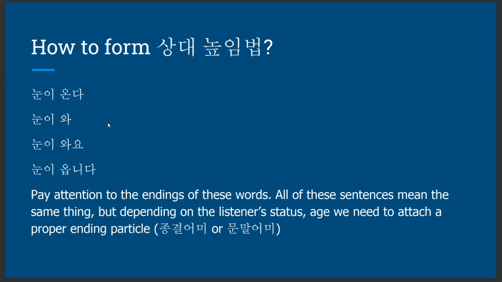All of these endings, 다, 요, 옵니다, mean the same thing, but it depends on the listener's status and age. According to the listener's age, status, social position, and the social context, whether it's formal or informal, you need to attach the proper ending, which is called 종결어미 or 문말어미. So the endings of the sentence.